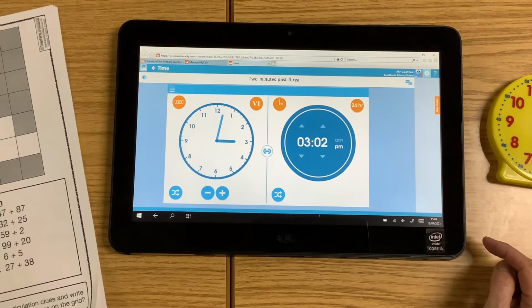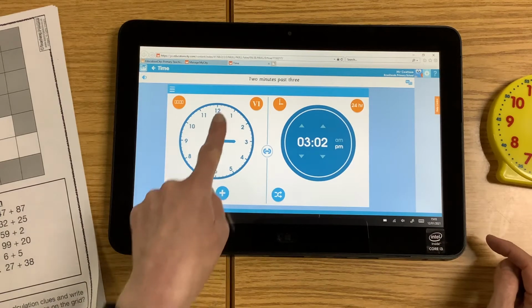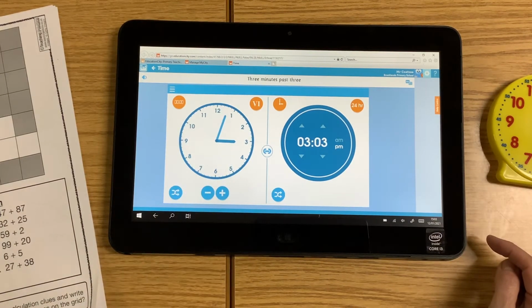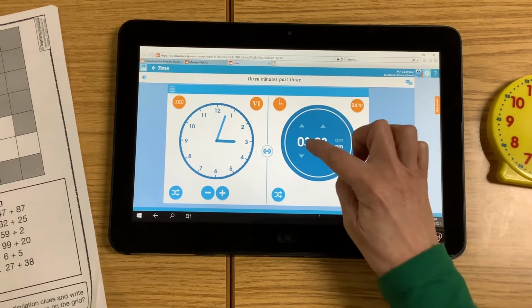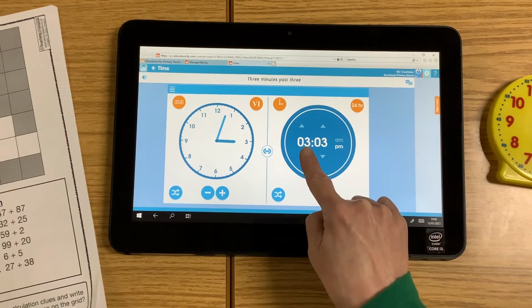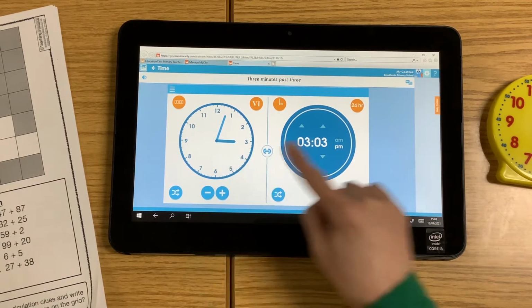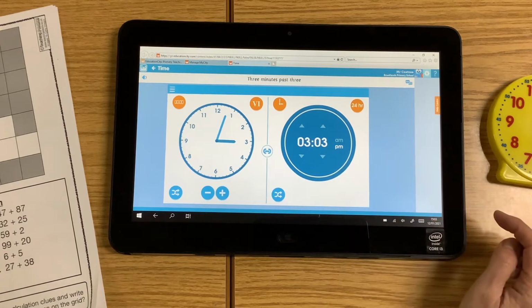So at the minute, I could say that the time is 2 minutes past 3 o'clock. Oh, now 3 minutes past 3 o'clock. And the digital time is showing me the hour, first of all. So the hour is 3. That's the hour I've just gone past, and it's 3 minutes after 3.